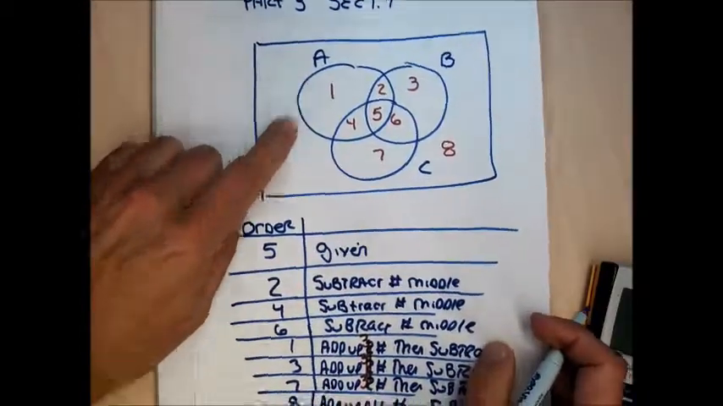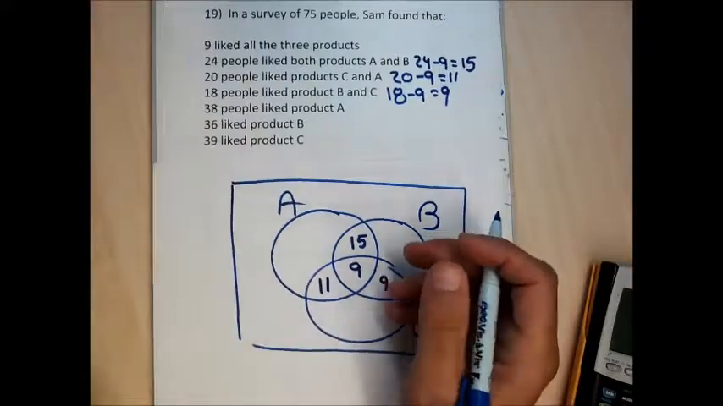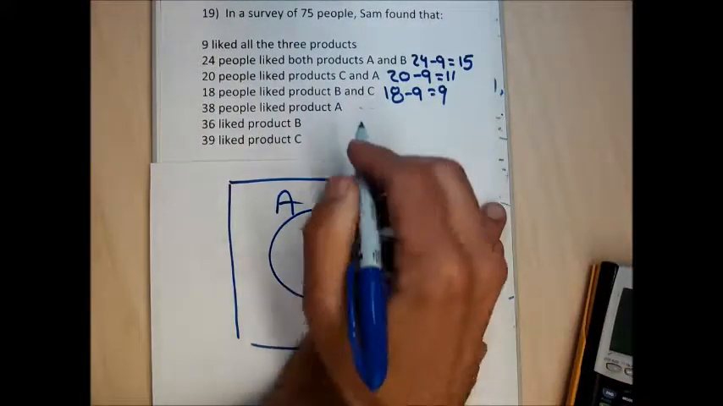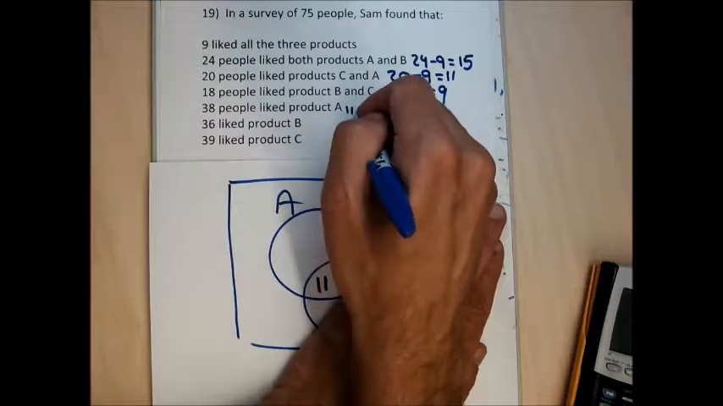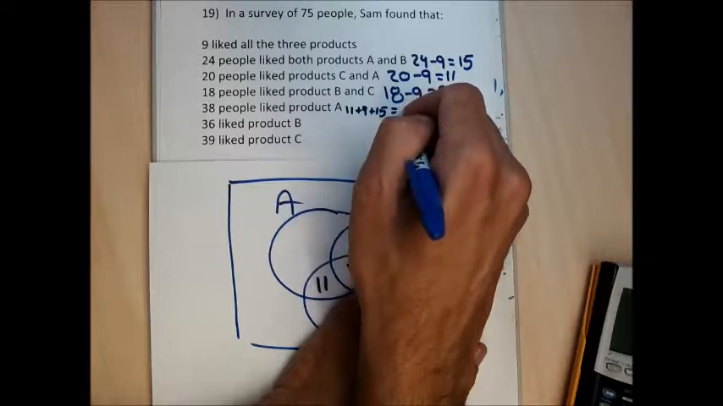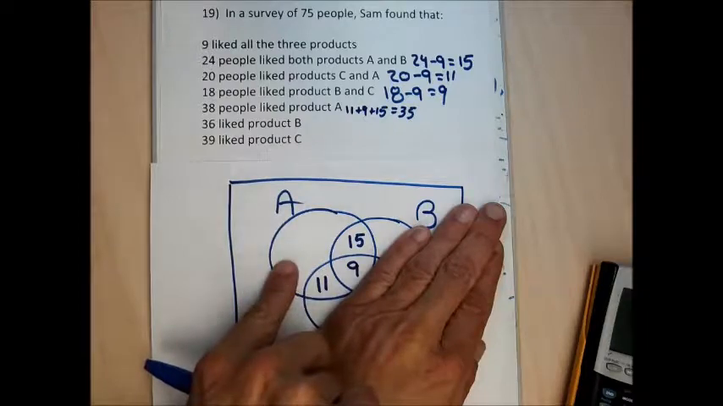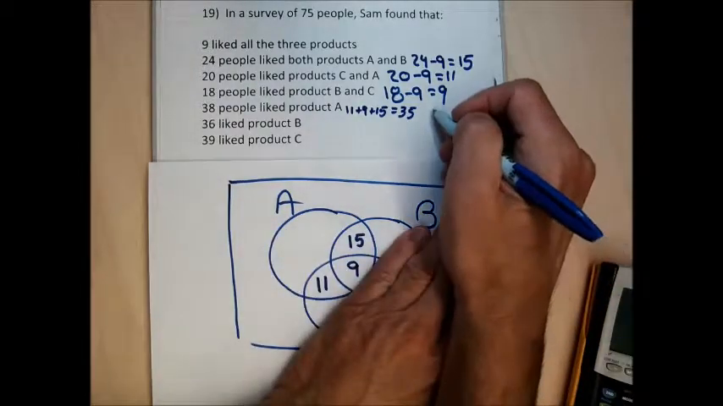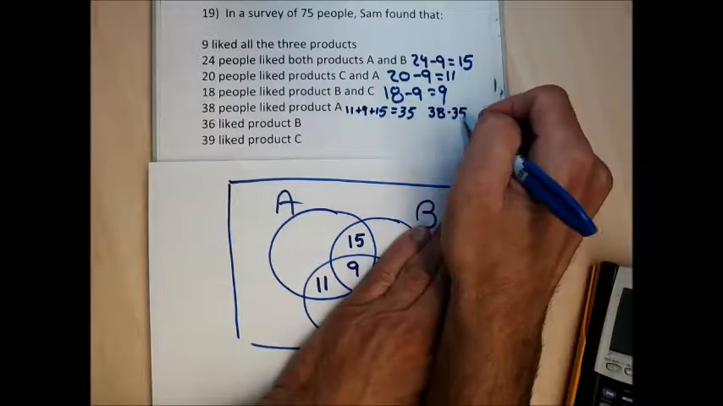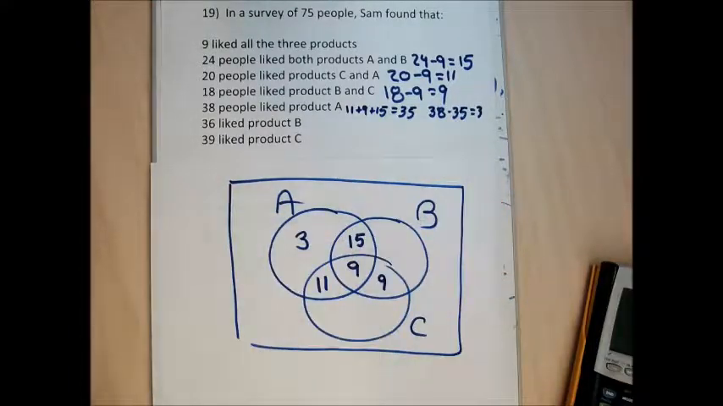Then I'm going to do region 1. I'm going to add up 3 numbers and then subtract. For region 1, the 3 numbers I'm going to add up are 11, 9, and 15. Those add up to 35. I wrote them next to the A because these are the people that liked A. And I'm going to take that number and subtract it from the 38 people that liked product A and get a 3 for that region.